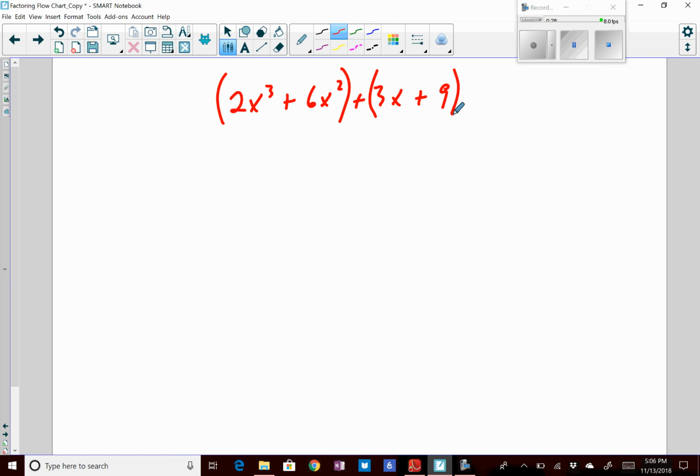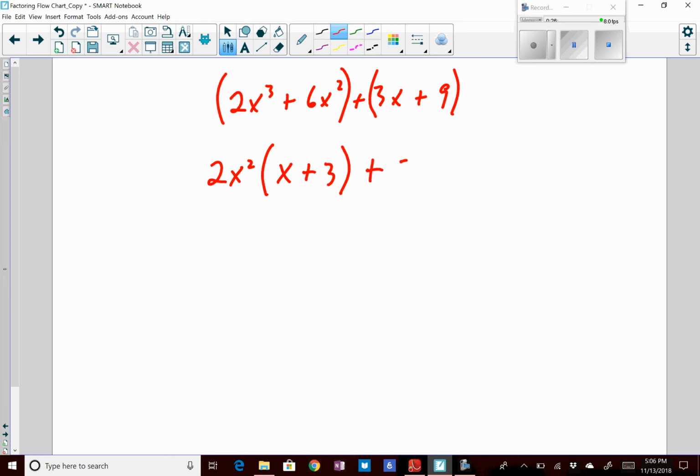So greatest common factor for the first grouping, I could take a 2 out for the numbers. Then I have an x cubed and an x squared. I go with the lower exponent. So x squared will be the GCF. And now if I divide 2x cubed by 2x squared, I'm left with x. And then 6x squared divided by 2x squared is 3. Bring down the plus sign.